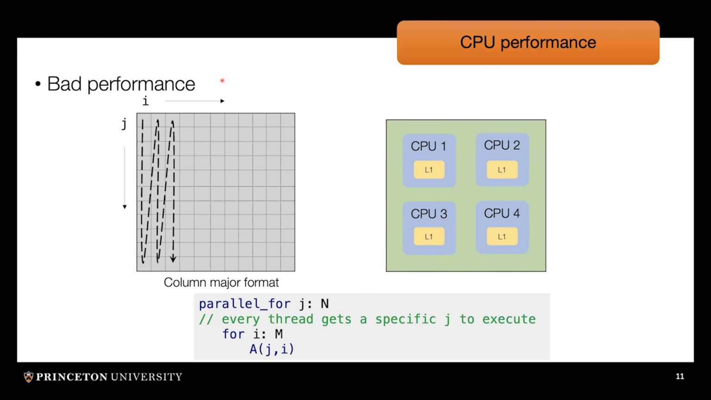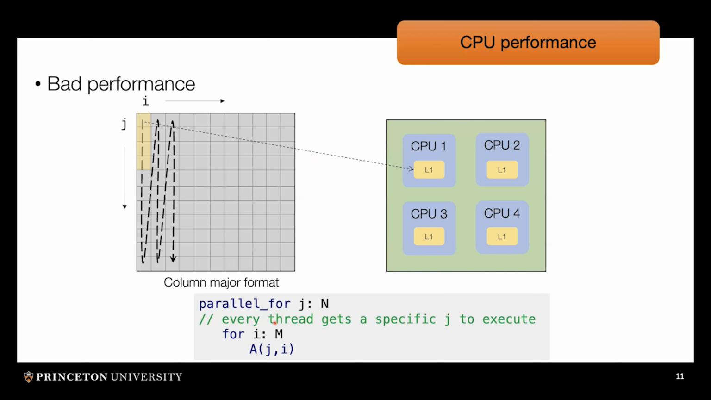Now let's consider the case of a bad performance, that is running on a CPU with a column major format. Again, let's go through the same procedure. Thread 1 will ask for its first element, that is A of 0, 0. But because of how cache lines work, rather than loading a single element, it will load n consecutive elements. But these sequential elements are stored in column format, so it will load n sequential elements in the first column.